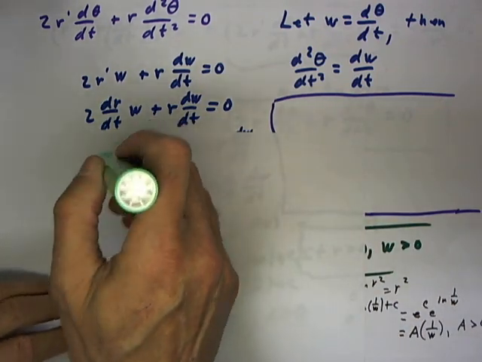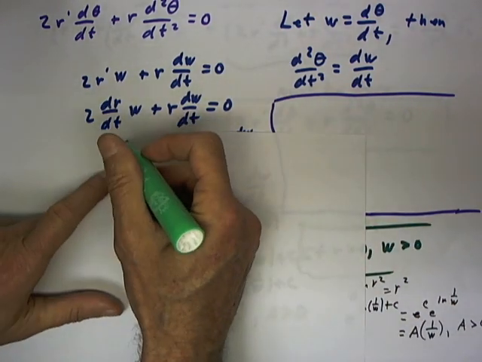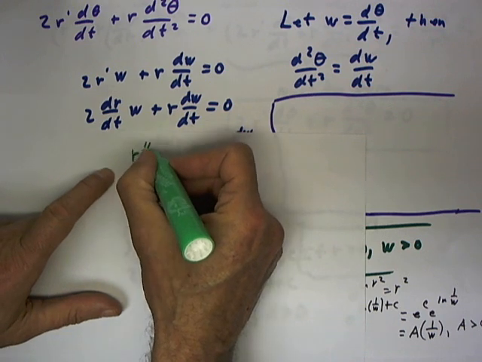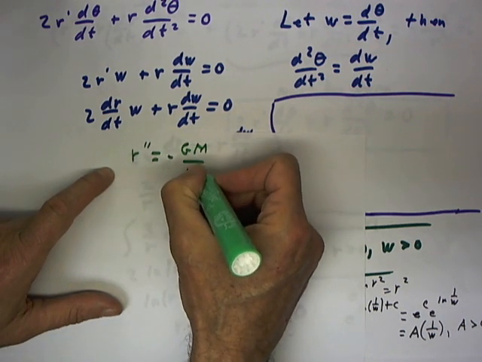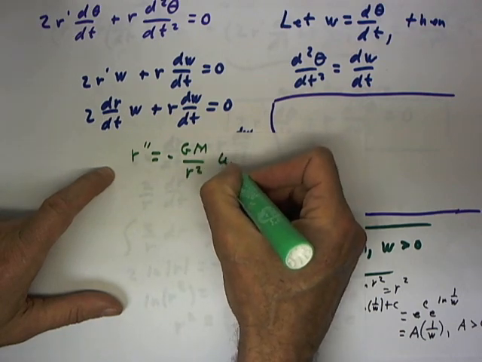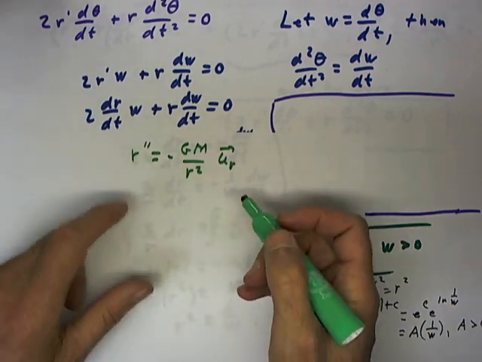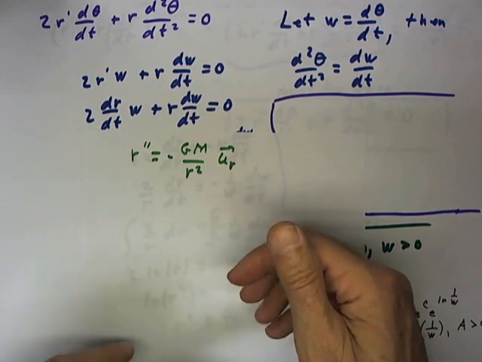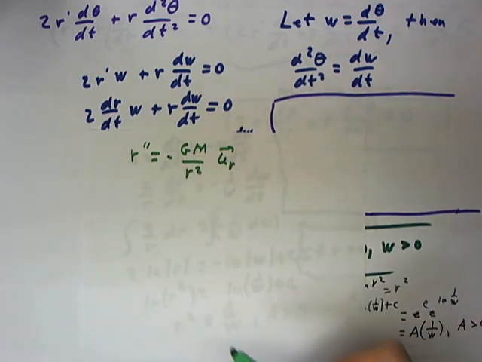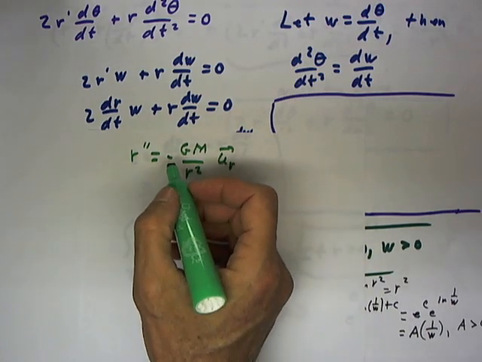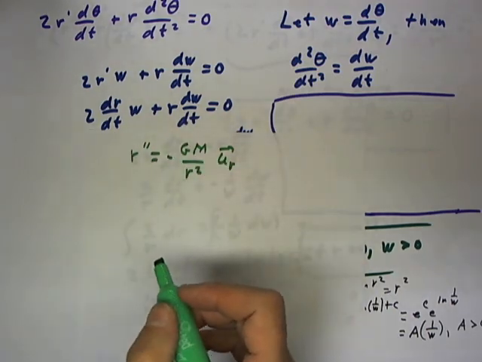To recapitulate where we are, we started with the idea that r double prime equals negative GM over r squared times the u sub r vector. Again, expressing the fact that the net force is back toward the planet, toward the sun. Net force on the planet is back toward the sun.